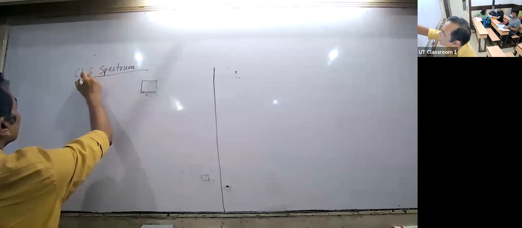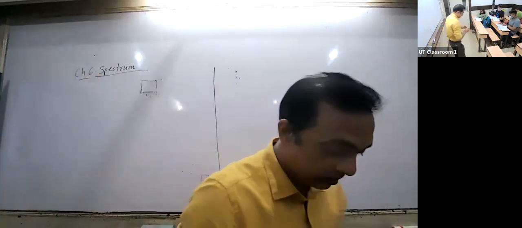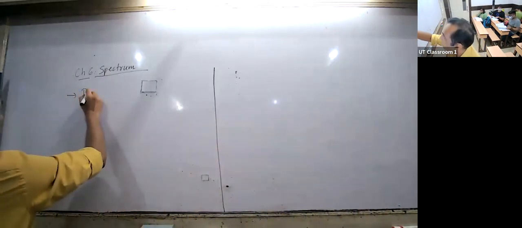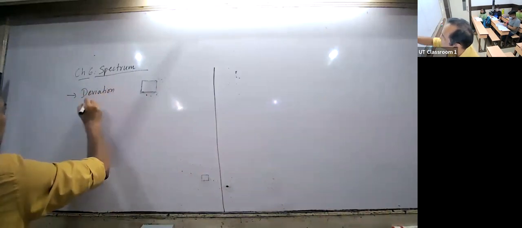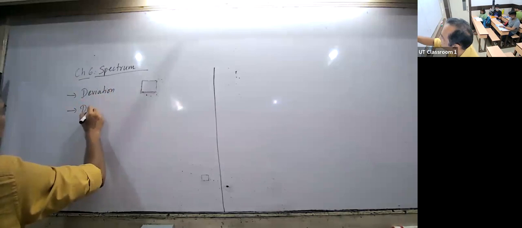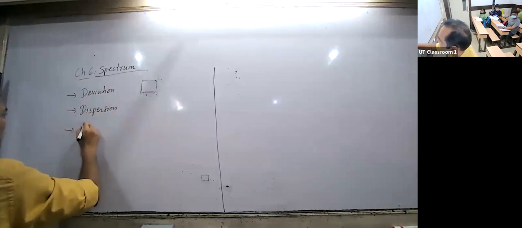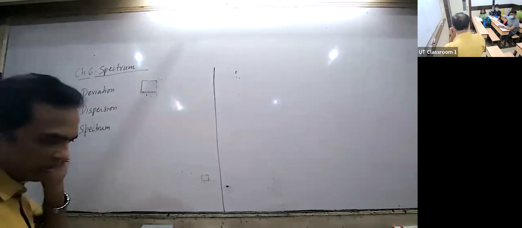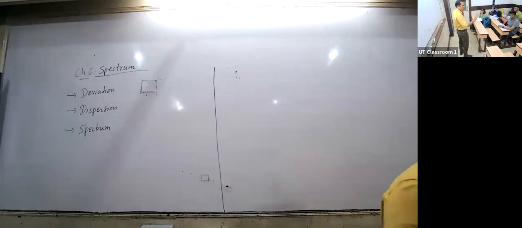Chapter 6. In this chapter, primarily there are three topics: one is deviation, then you have dispersion, and then spectrum. These are the three topics. My lecture flow is based on Selina. Most of you are following Selina?